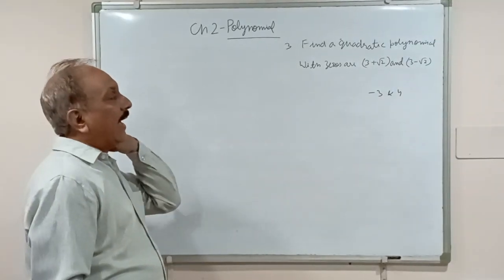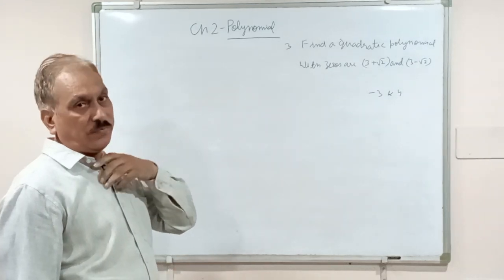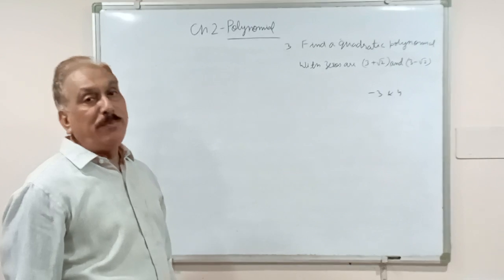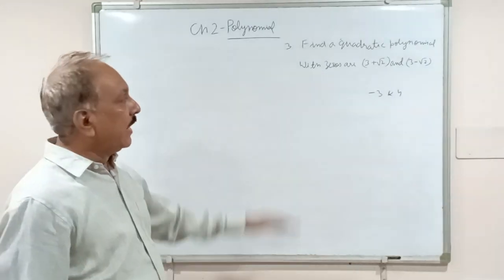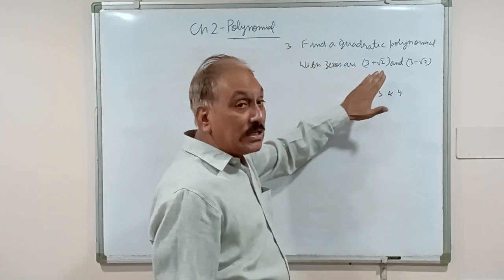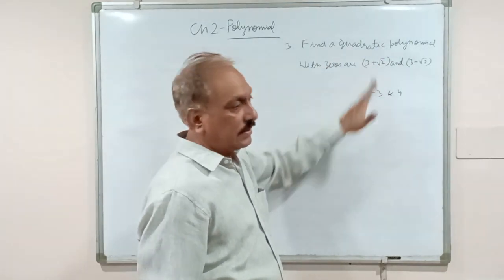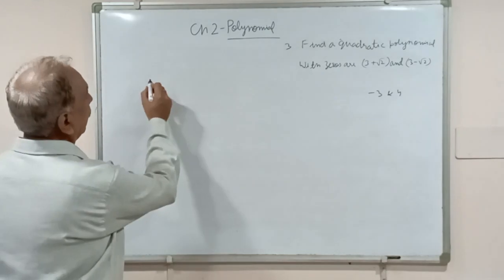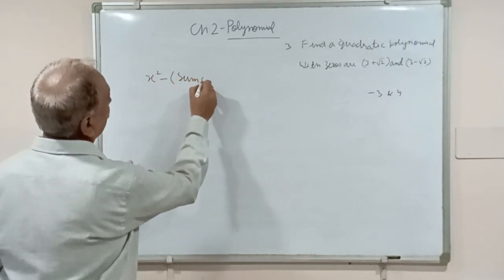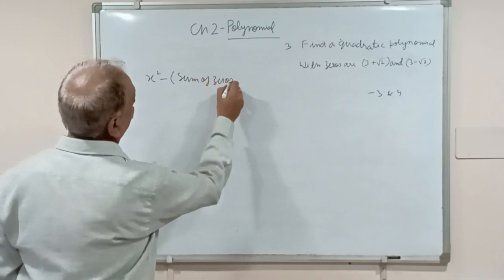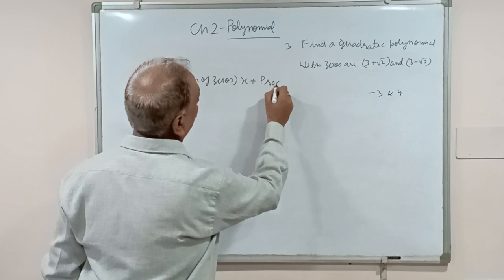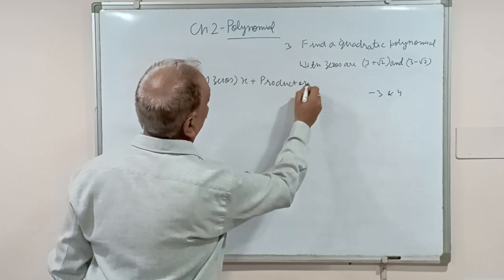Now, exercise 2.2, question number 2. In question number 2, sum of zeros and product of zeros are given. But in this question, find a quadratic polynomial with zeros given, not sum and product. Same formula: x square minus sum of zeros into x plus product of zeros.